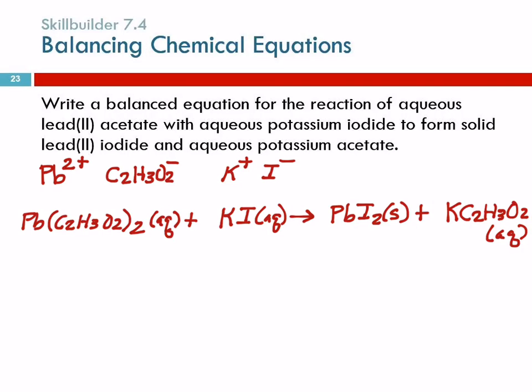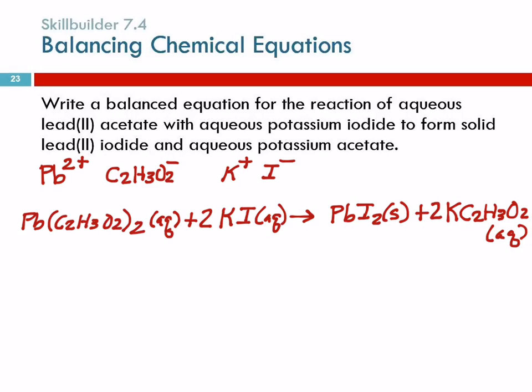So I still want to skip the acetate. How many I's do I have here? 1. And how many here? 2. I have to do something about that. So I need to put a 2 in front of KI. That fixes the I, but it messes up the K. We need to go back and revisit K. So now I have 2 Ks over here and only 1 over there. So I'm going to have to put a 2 coefficient over there.